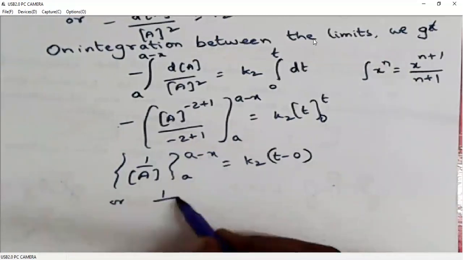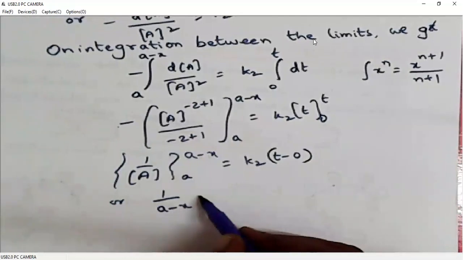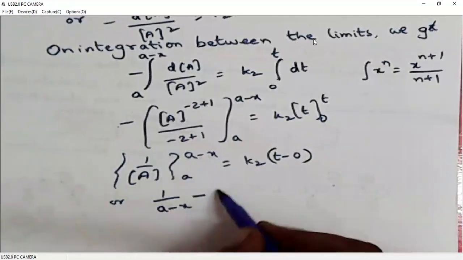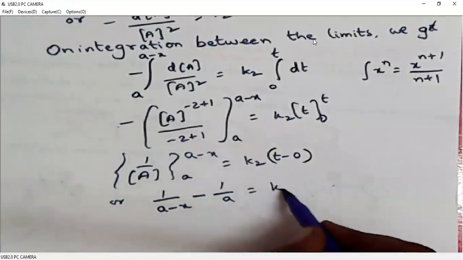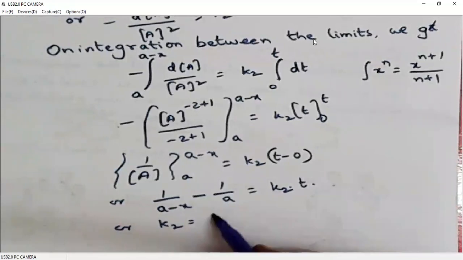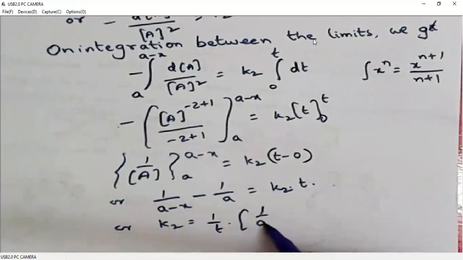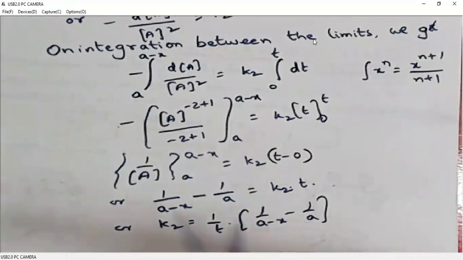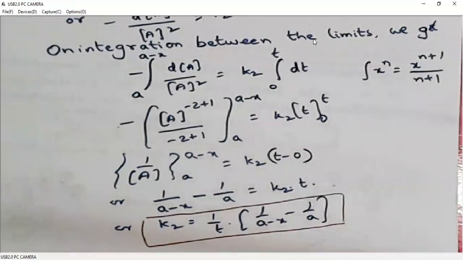When we substitute variables, 1 by A minus X minus, upper limit minus, 1 by A lower limit is equal to K2 into t. Or we can say K2 is equal to, because we are writing in terms of rate constant, 1 by t into 1 by A minus X minus 1 by A. So this is the integrated rate expression for a second order reaction. K2 is equal to 1 by t into 1 by A minus X minus 1 by A. Always remember this, but we can also simplify it further.